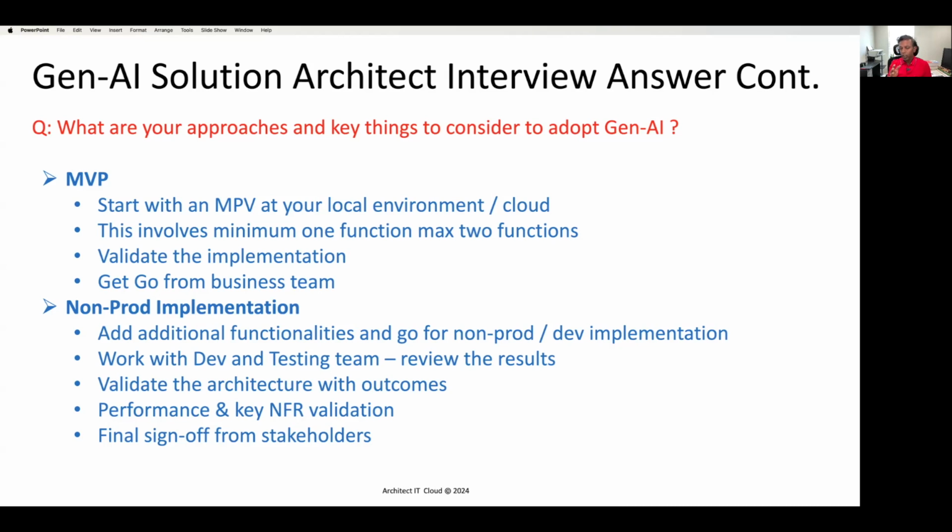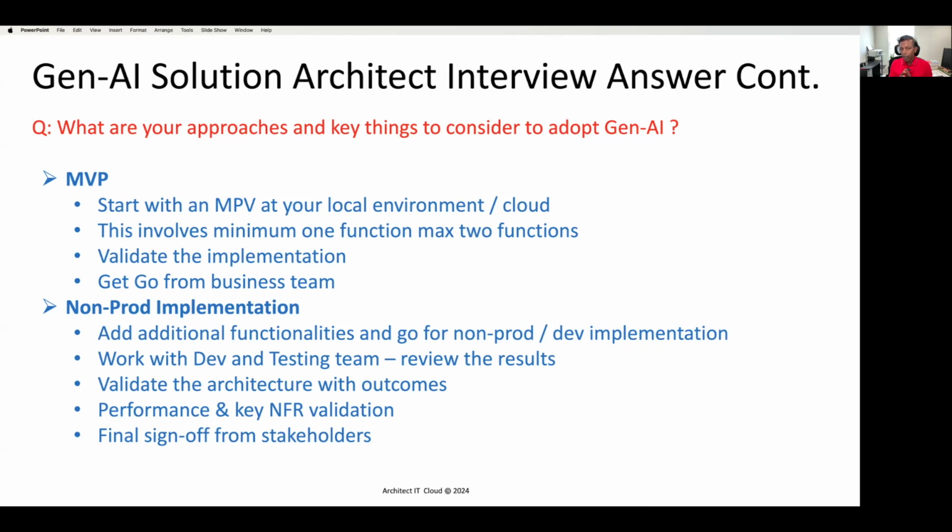And also, you must work with the testing team. Testing team is the one that tests all the functionalities implemented properly, that there is no impact to the existing functionalities, and how the performance testing is done. What are all the outcomes after implementing generative AI architecture in your existing architecture? So these are all the things that need to be known or collected by you as a solution architect and validated to make sure that your architecture works fine in the non-production or development environment.